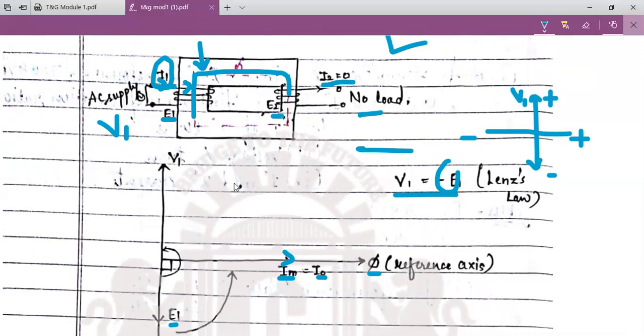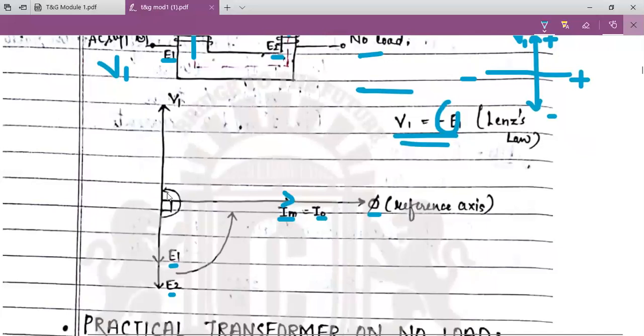According to Lenz's law, V1 equals minus E1, so E2 also opposes V1. Hence E1 and E2 are in phase with each other. Why are they in phase with each other? Because there is no load, so E1 equals E2. I can draw this here, as the load is inductive in nature.